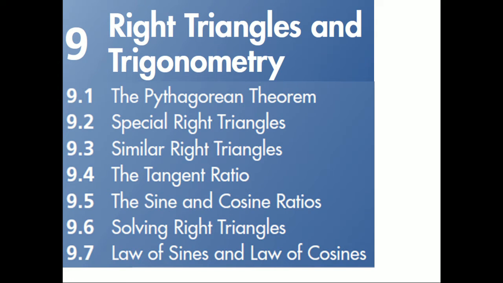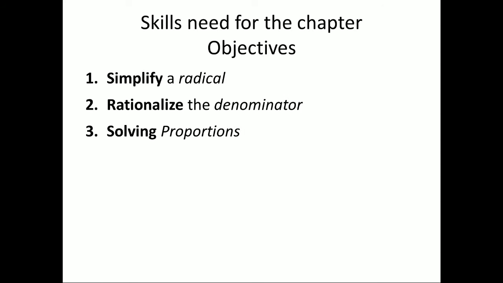This is chapter 9 of the Big Ideas book covering right triangles and trig. This is the skills needed for the chapter. These are the three objectives. 1. To simplify a radical. 2. To rationalize the denominator. And 3. To solve proportions. These are all the skills that you need before the chapter starts.